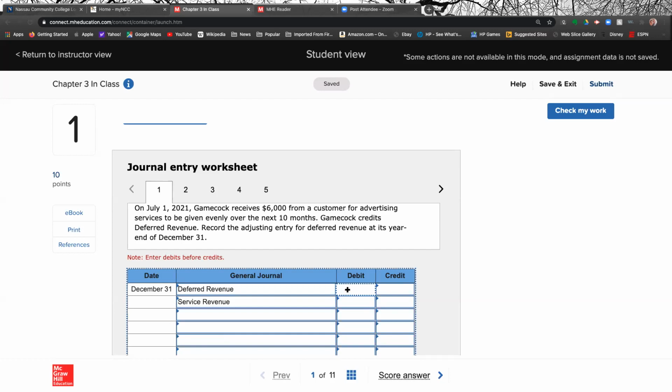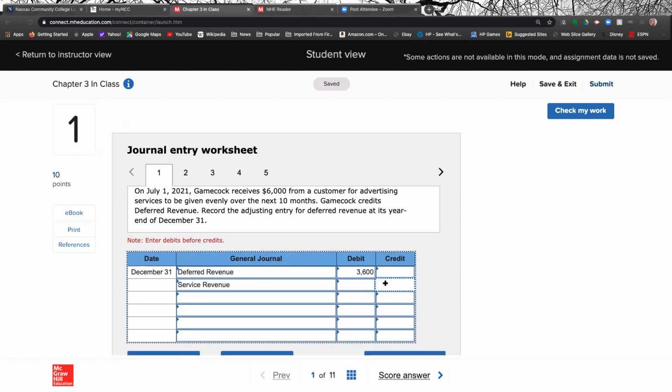Now, what about the amount? $6,000 divided by 10 months is $600 a month. $600 for July, August, September, October, November, December. 600 times 6 is 3,600, right?